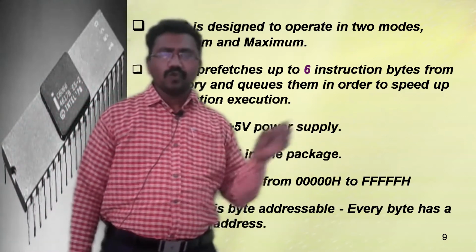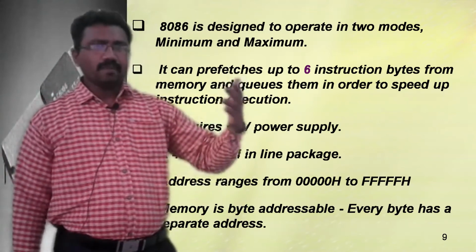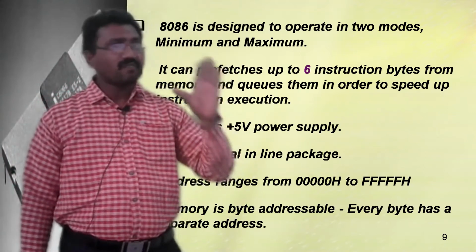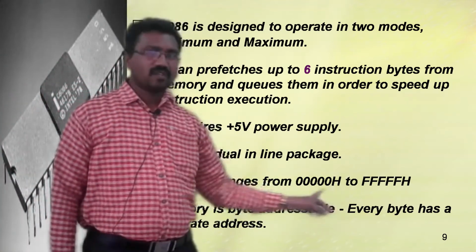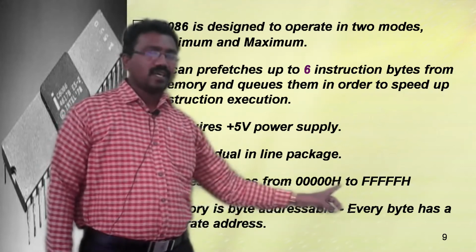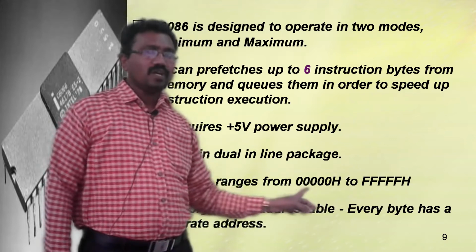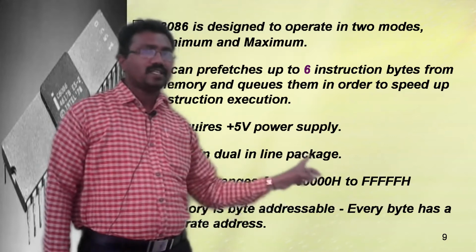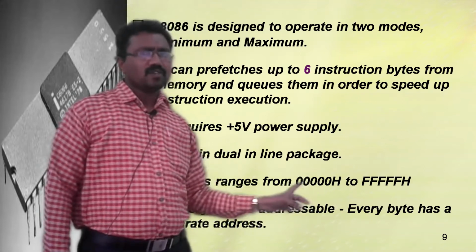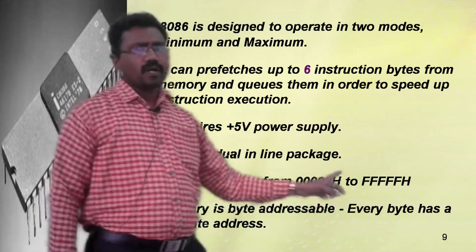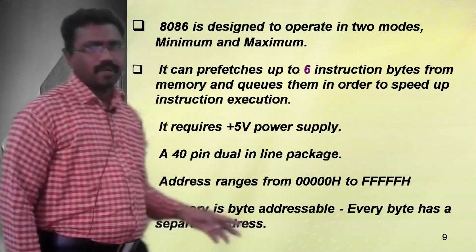What is the first address? 20 zeros. And what is the last address? 20 ones. If you convert 20 bits into hexadecimal, how many hexadecimal digits are there? 5 digits. So what is the address range? The starting address is 00000H, in the form of 5 zeros followed by H. H indicates that it is a 5-digit hexadecimal number. So 5 zeros H is equal to 20 zeros in binary. The 20 zeros are converted into hexadecimal. So the starting address is 5 zeros, and the last address is 5 Fs, FFFFFH. This is the address range of memory in 8086.